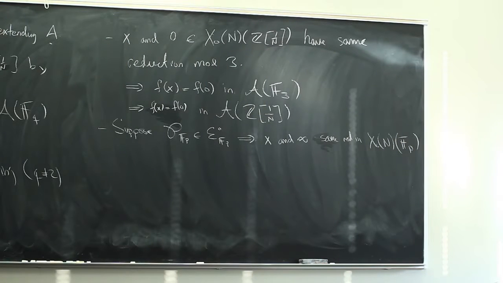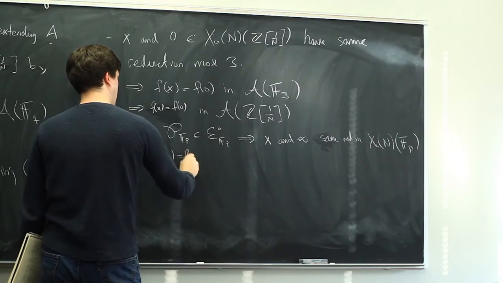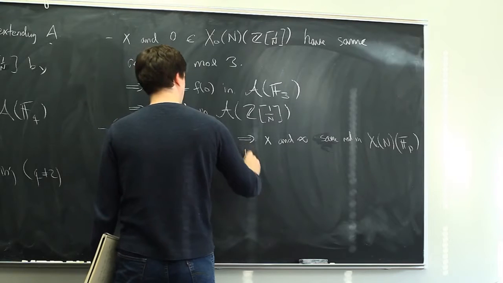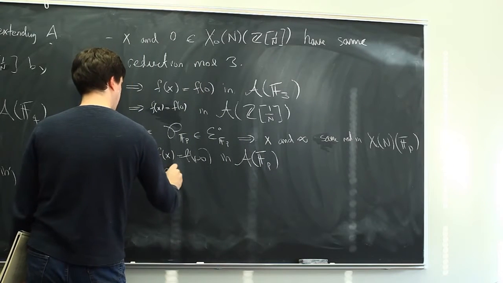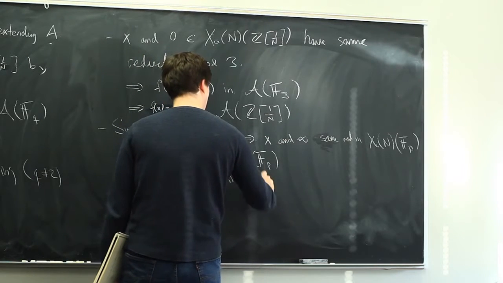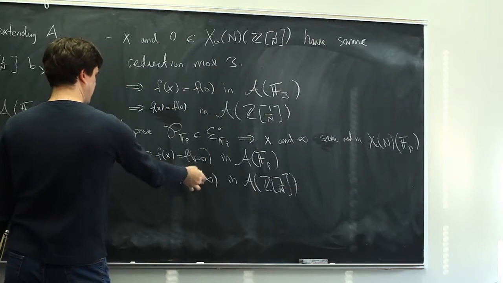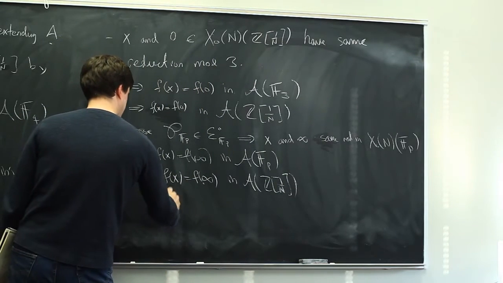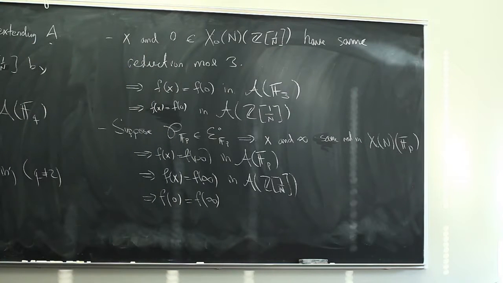But then the same argument would say that f of x is equal to f of infinity in A of fp. And that would say that f of x is equal to f of infinity in A of z 1 over n. And that would imply that f of infinity is f of 0. And we're assuming that that's not the case. That's a contradiction.